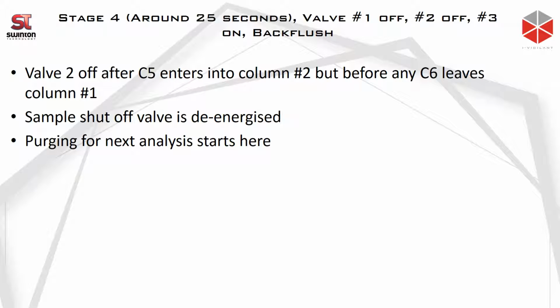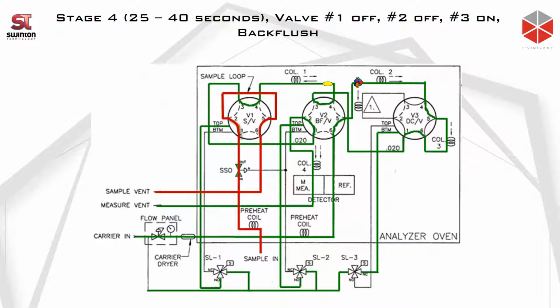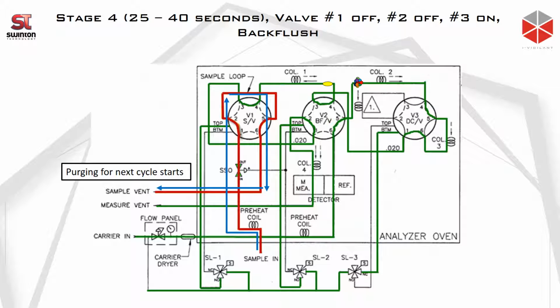What happens here as well is the sample shadow valve is de-energized, and the purging for the next analysis cycle starts here at around 25 seconds. Here, we can actually see that this purging will start for the next cycle because the sample shadow valve is now off. So it becomes 2 bars again, and we have a flow rate in there. The reason for this is it will now purge for the next cycle, so when we get into the next cycle, we will have fresh gas in the system.